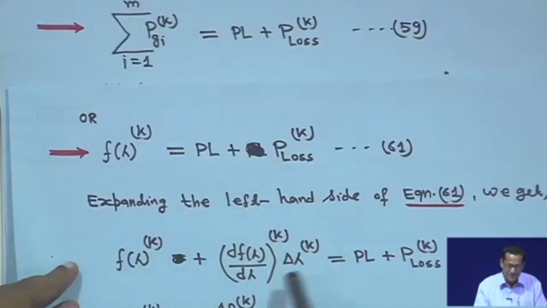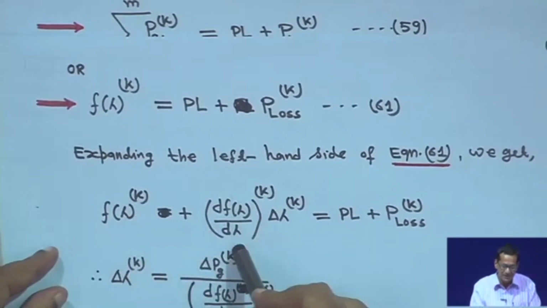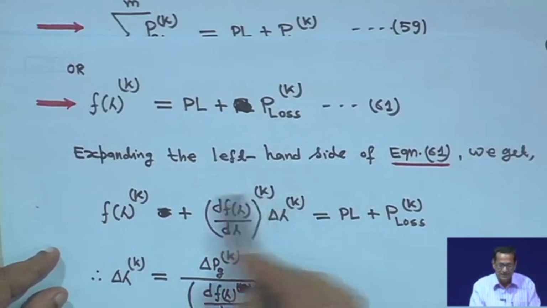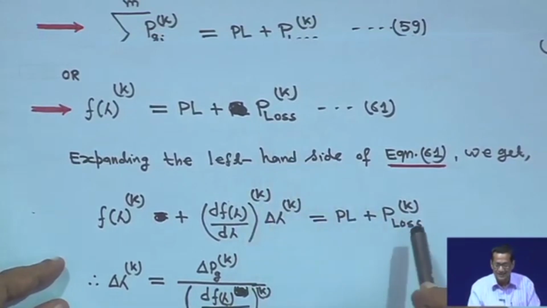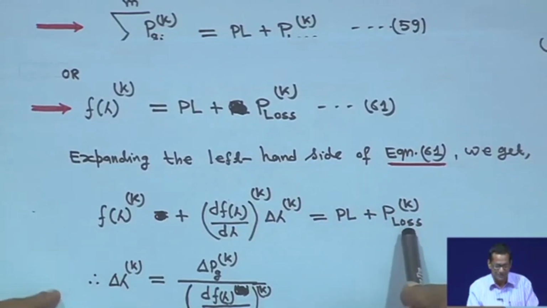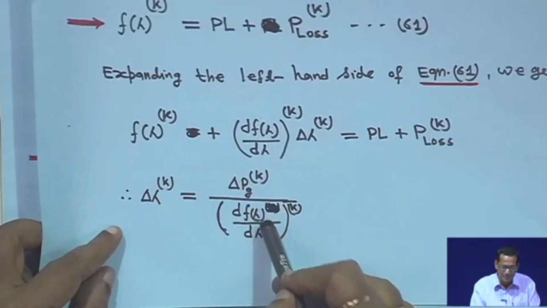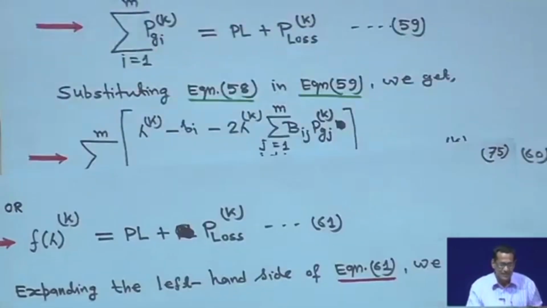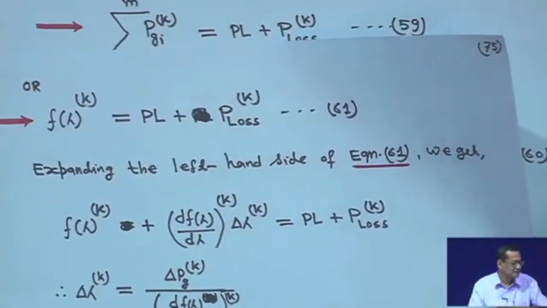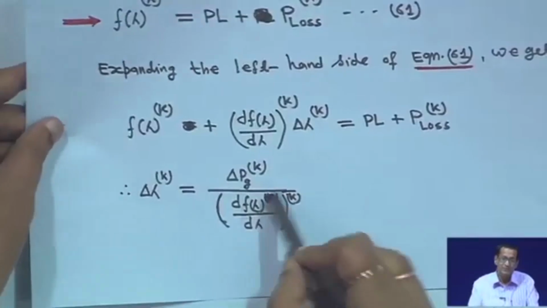Now, the question is, at any operating point lambda k, same as before, you expand it in Taylor series, right. That means, f lambda k plus df lambda by d lambda times delta lambda k is equal to PL plus P loss k. Earlier loss was not there, now loss is included, and we have seen that delta lambda k is equal to delta Pg k upon df lambda upon d lambda k, that also we have seen earlier.